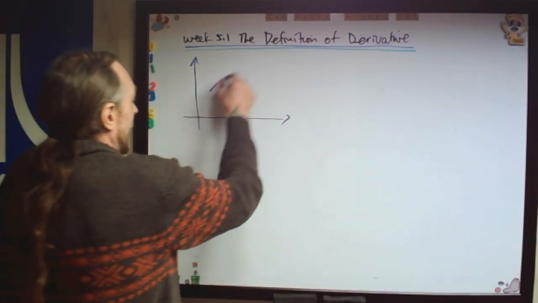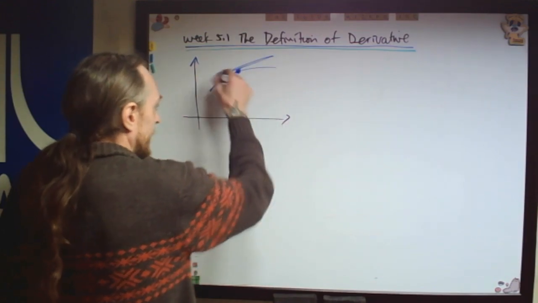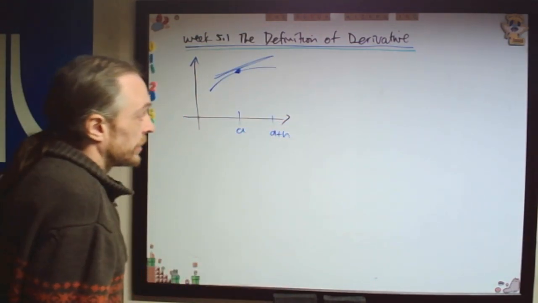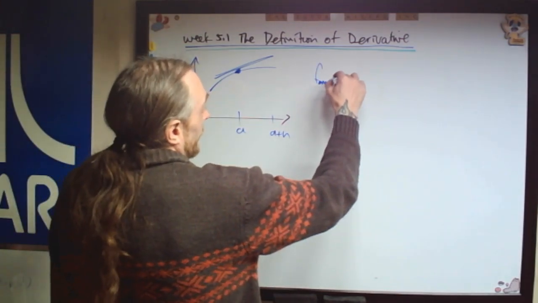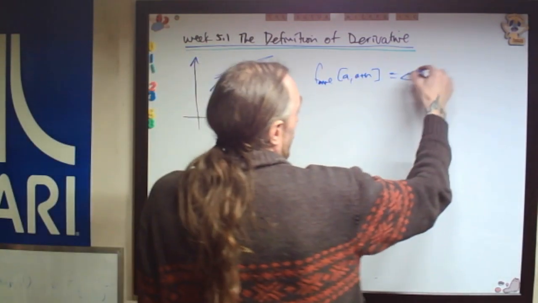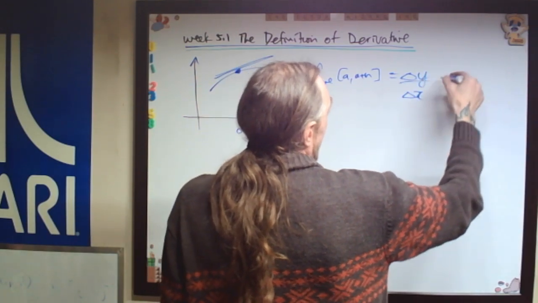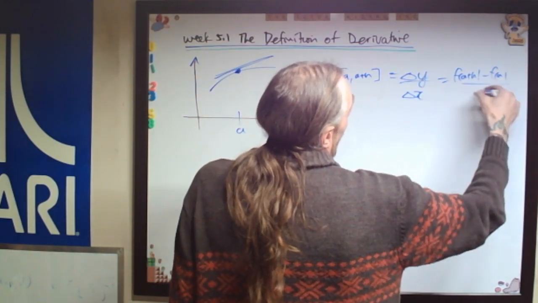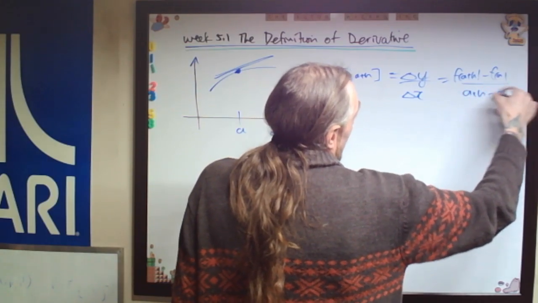What are we going to do first? We have our function, say, and we want to know what the derivative is there. So then we have a, and we move out a little bit, a plus h. The average rate of change of a function on the interval from a to a plus h is equal to rise over run, which is exactly going to be f of a plus h minus f of a over a plus h minus a, cancel.